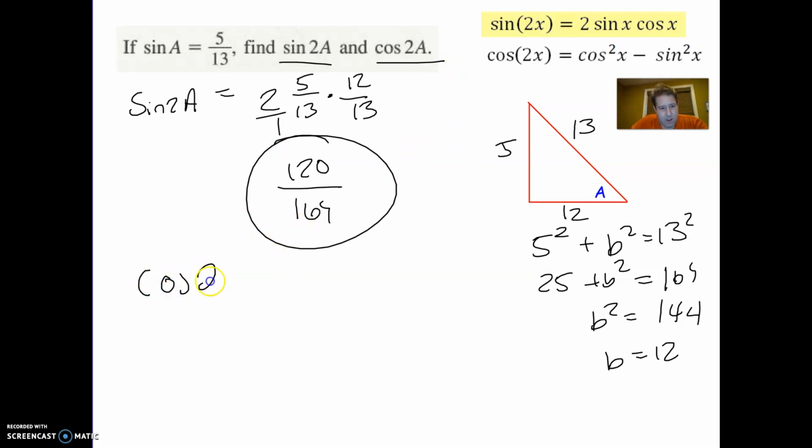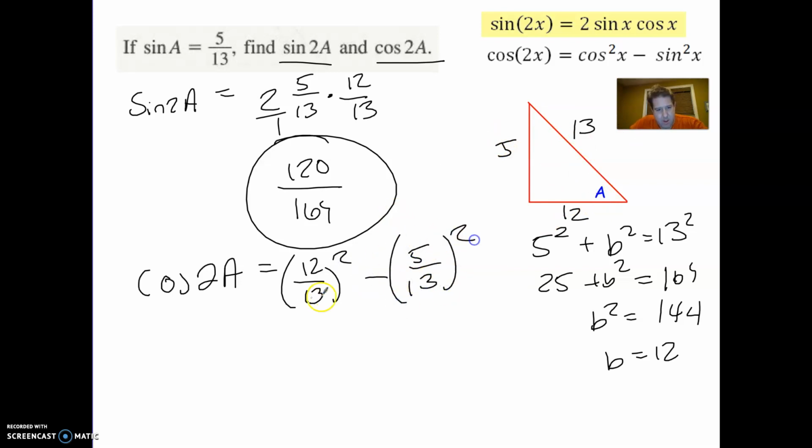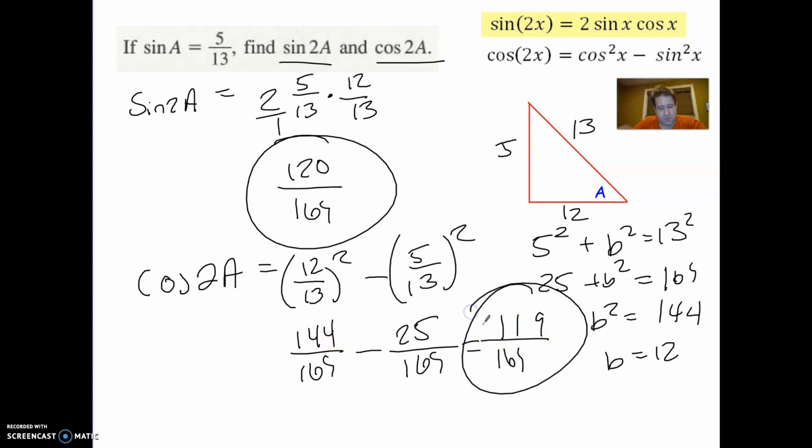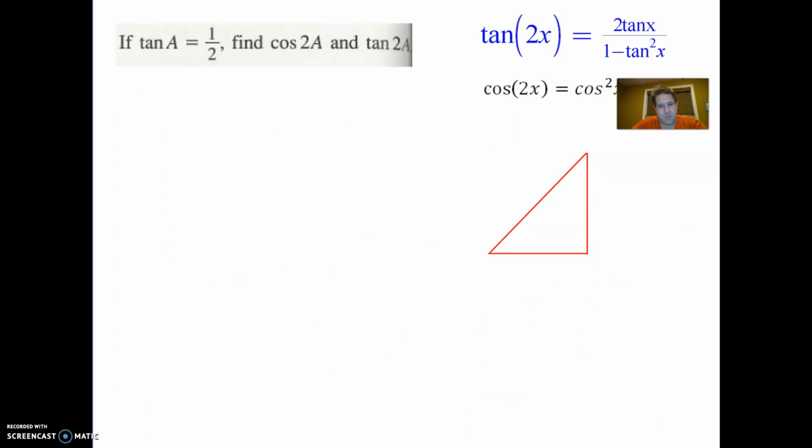Cosine of 2a, I'm going to use this formula right here, which is cosine squared. So cosine would be 12 over 13 squared, and then minus sine, which is 5 over 13 squared. 144 over 169 minus 25 over 169, and that's going to give us a difference of 119. I believe that's right. Hopefully the math is right. I'm going to move on.